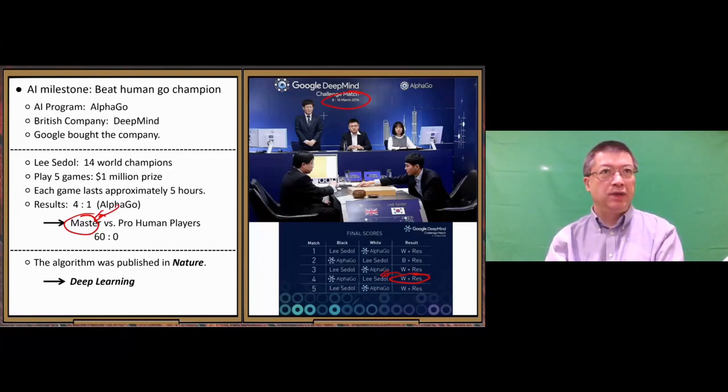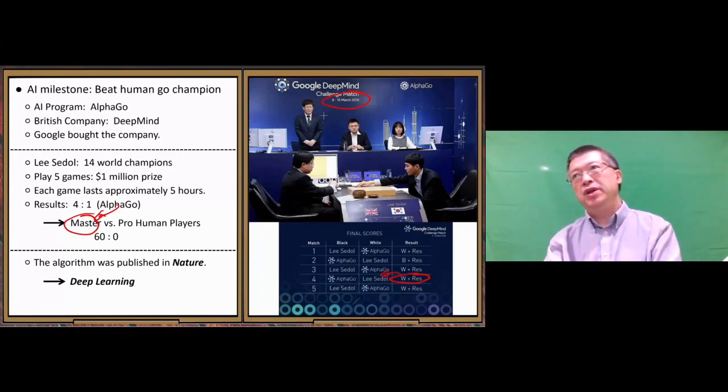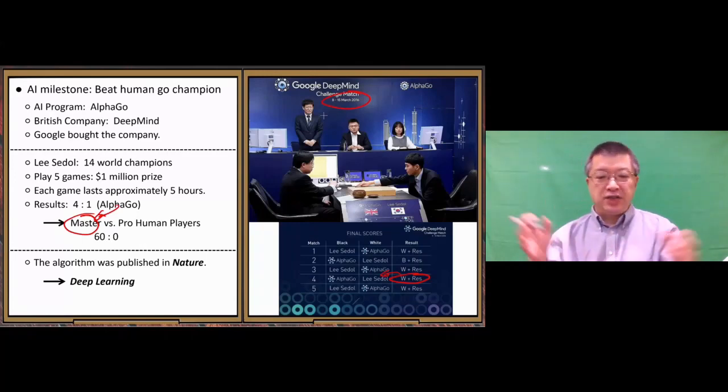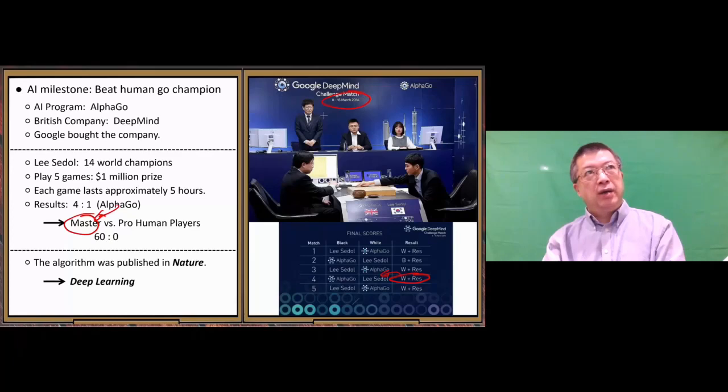A huge milestone. Some people even compare this milestone with the human landing on the moon. That is in some people's opinion, but anyway, it is a really big one. All right, so that's our part 8.2. After this, we will study the details of our algorithms.